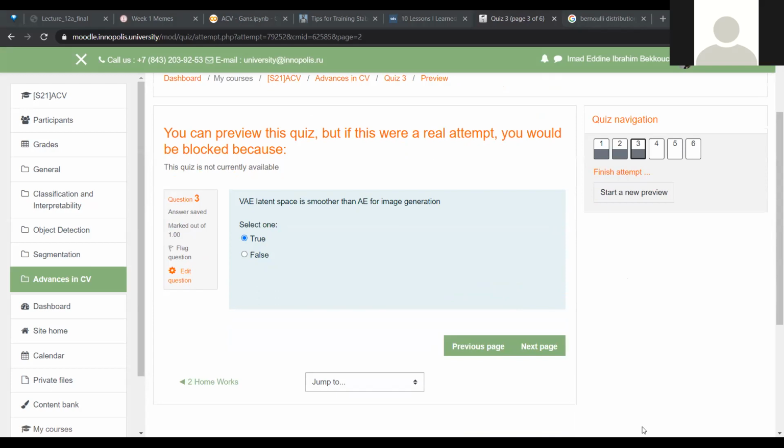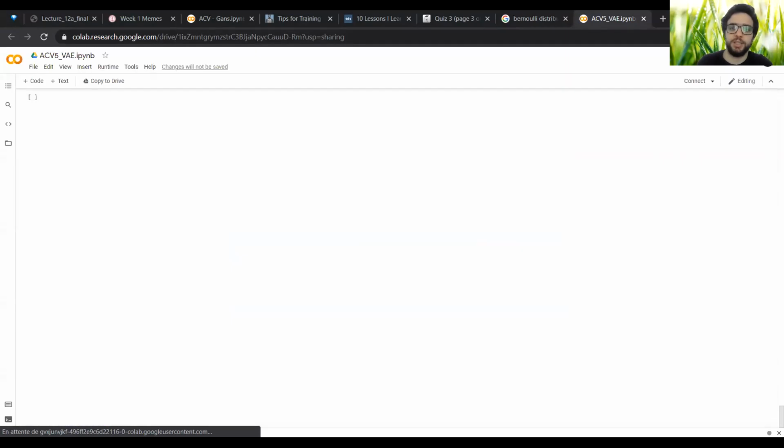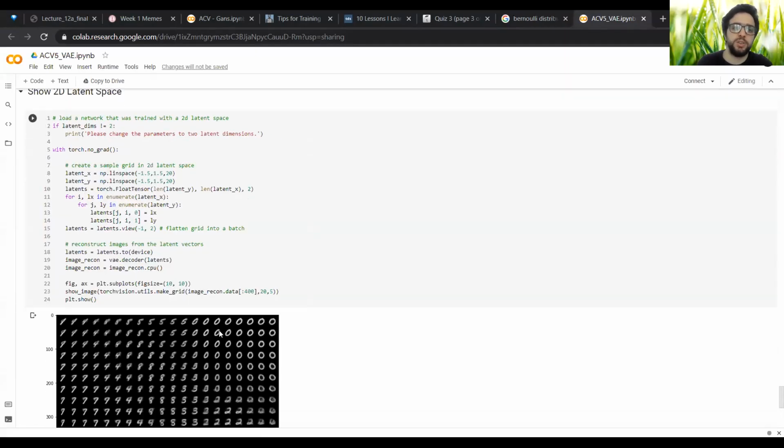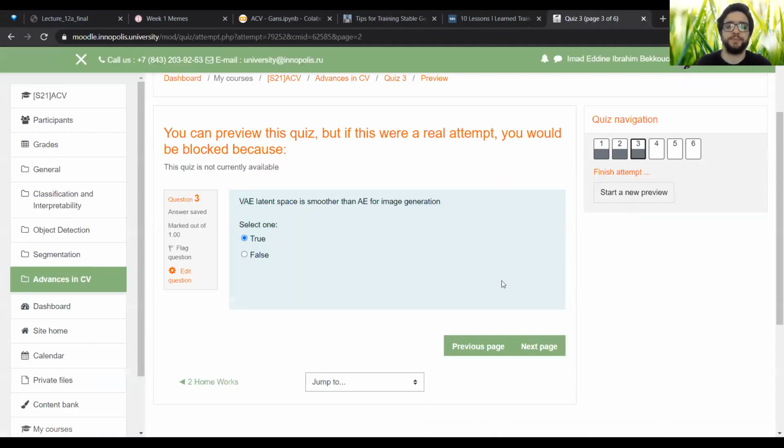Yes. We discussed this earlier. Let me show you guys the last image, right? This is the latent space of the VAE. See, it's much smoother. And then we discussed why we have, for example, 5 and 0 very close to each other. We discussed all of these things and what the differences are between autoencoders and variational autoencoders here.